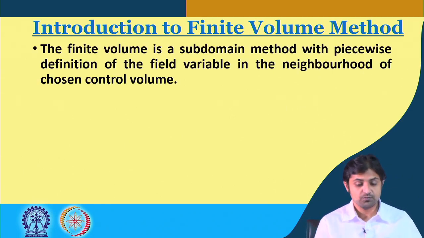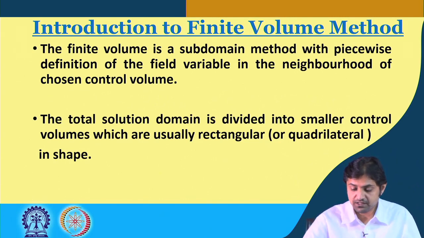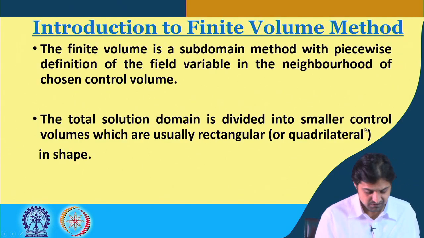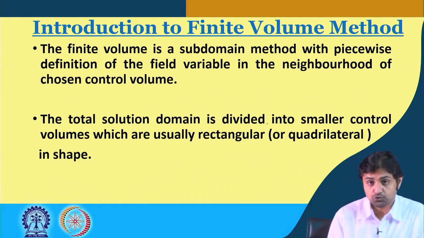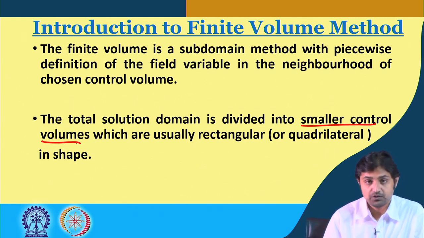What is the finite volume method? The finite volume is the subdomain method with piecewise definition of the field variable in the neighborhood of a chosen control volume. The total solution domain in the finite volume method is divided into smaller control volumes. Normally they are rectangular or quadrilateral in shape.